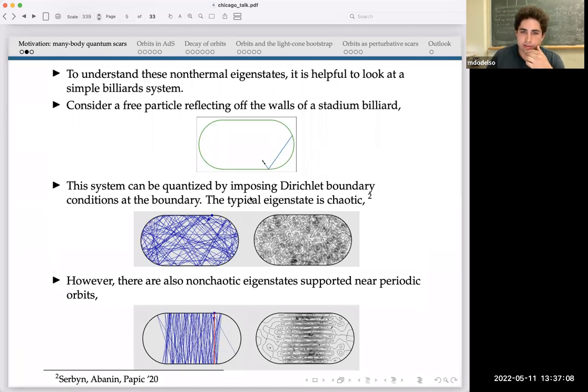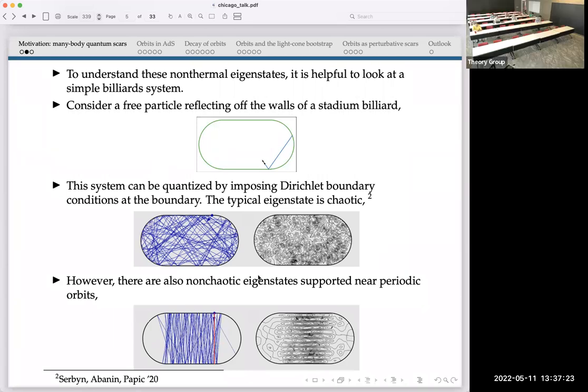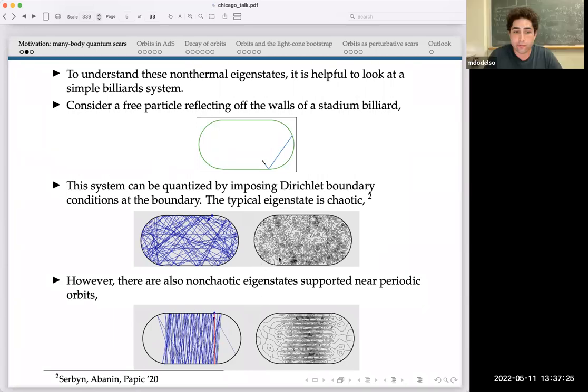So now let's quantize the system. So these plots are from this paper. And we quantize the system by solving the Schrodinger equation with Dirichlet boundary conditions at the boundary of the stadium. And so this is what an eigenstate looks like for a chaotic orbit. So on the left-hand side is the classical orbit. On the right-hand side, it looks like a random superposition of plane waves. So that's a chaotic state.